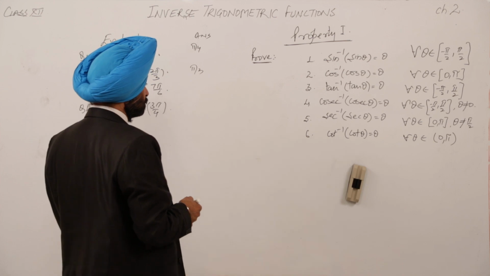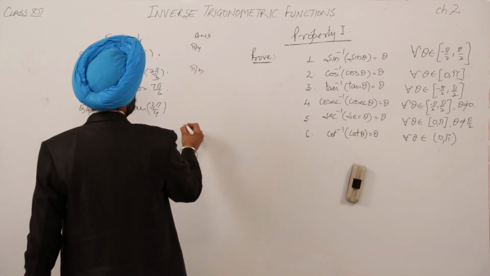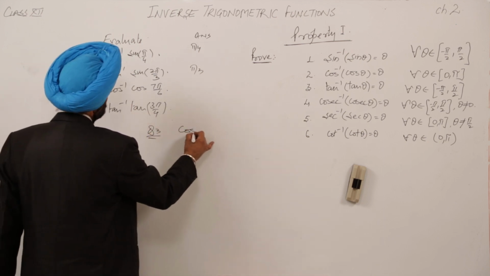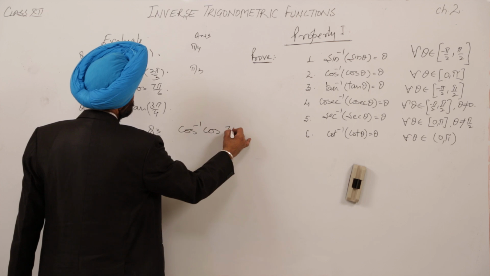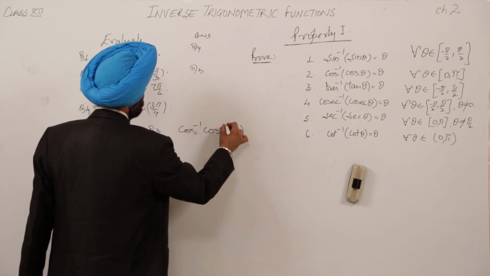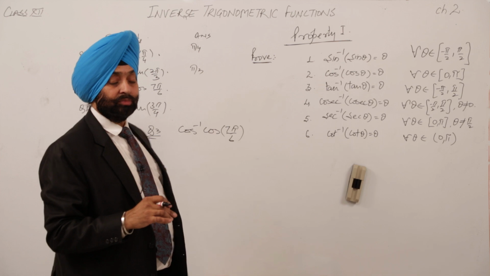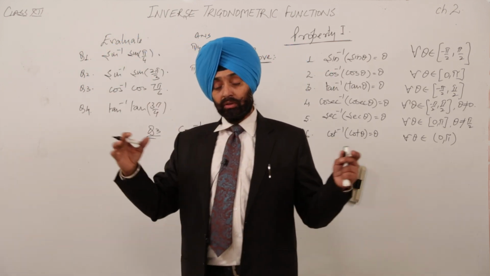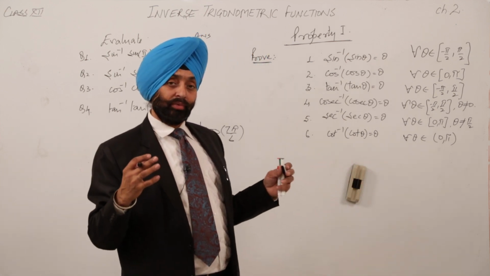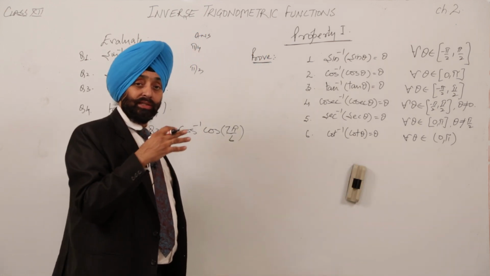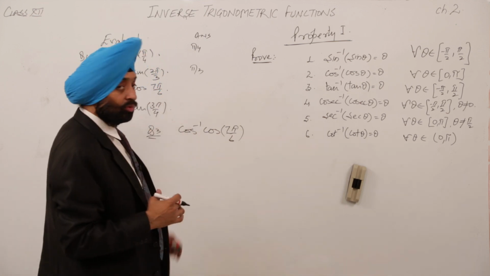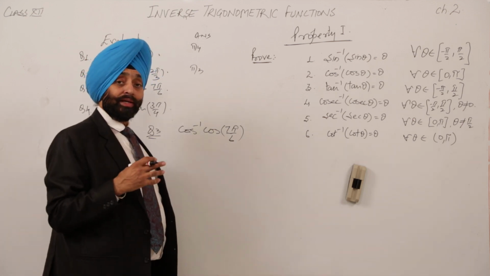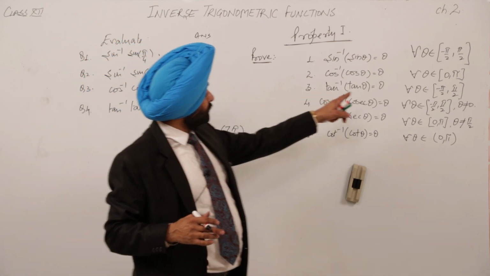Now the third is 7 pi by 6. Question 3 is cos inverse cos 7 pi by 6. Now again, 7 pi by 6 means what in degrees? It is good to convert into degrees, because from when you are small kids, that is when you go for degrees. Okay, so 7 pi by 6 means 210 degrees.